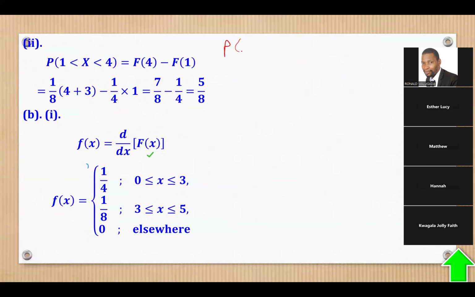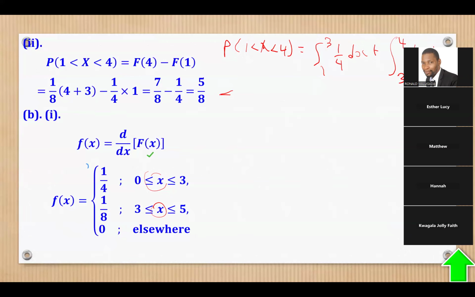The probability from 1 to 4 will be equal to the integral from 1 to 3 of a quarter, since 1 is here. Then 4 is here, so it will be the integral from 3 to 4 of 1 over 8. So if you chose to use small fx, that is what I expected you to write. Then you integrate.